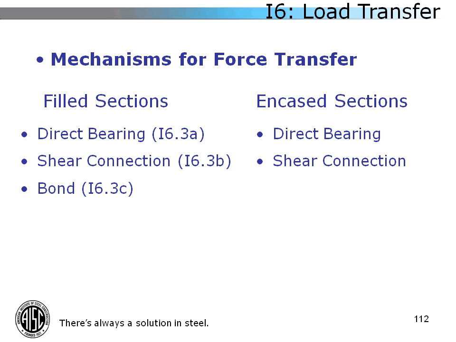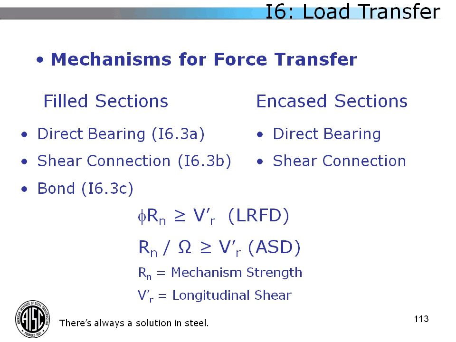You can use the maximum of these, but you cannot use all of them together. All right? So you have to choose one, but you can use the one that gives you the most resistance. And the whole point is to be able to provide a resistance, a mechanism resistance, that is greater than the longitudinal shear that you have to transfer between the two.